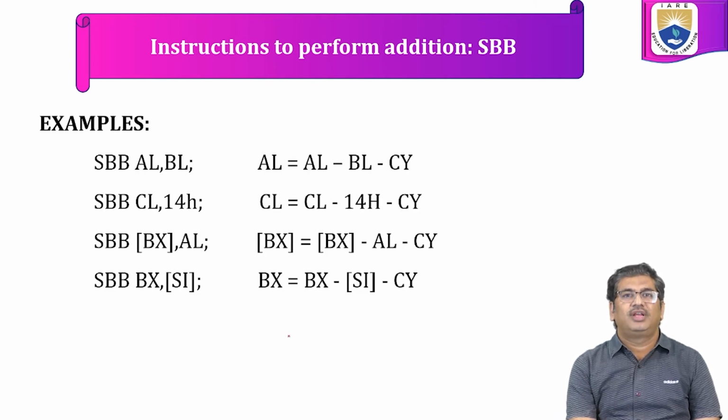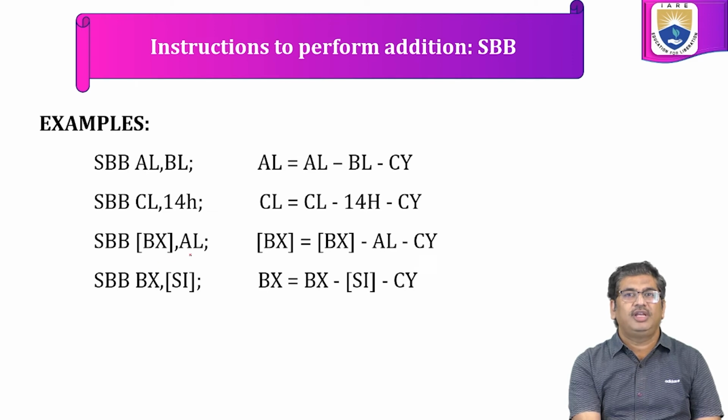A few examples for SBB instruction are SBB AL, BL. This instruction will subtract the BL register contents from AL register contents along with carry flag and the result will be moved to AL register. SBB CL, 14H. Here the 14H contents are subtracted from CL register along with the carry flag and the result will be moved to CL register.